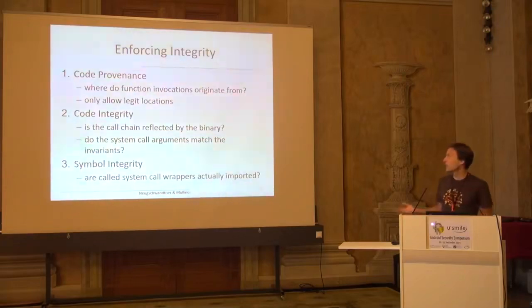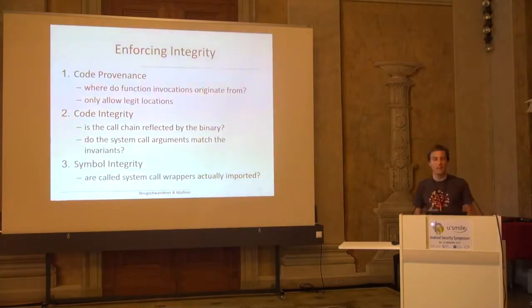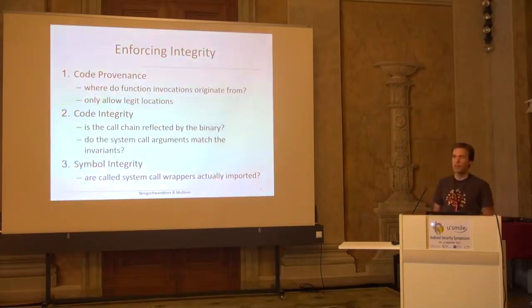Then we have code integrity, where we check whether the call chain is reflected by the binary itself, and whether the system call arguments that we can see match the invariants that we have extracted before from the binary on the disk. And the third thing that we do is symbol integrity. Here we check whether the system call wrapper that is being used has actually been imported by the native code program that has been executed.